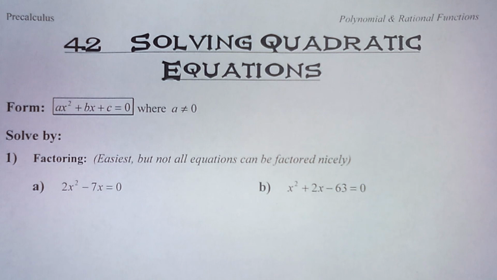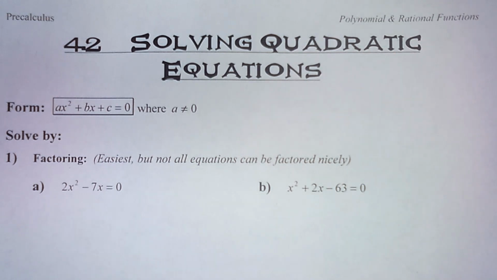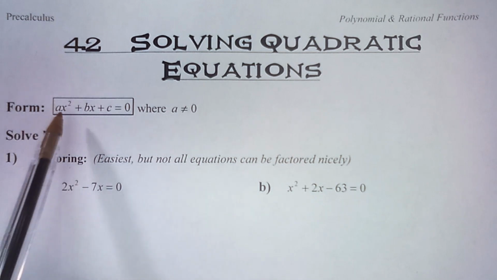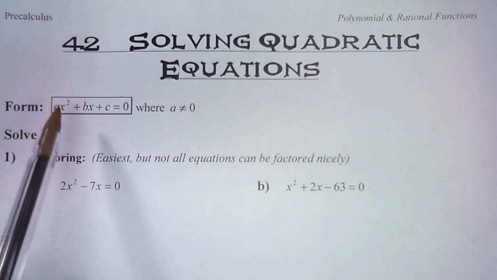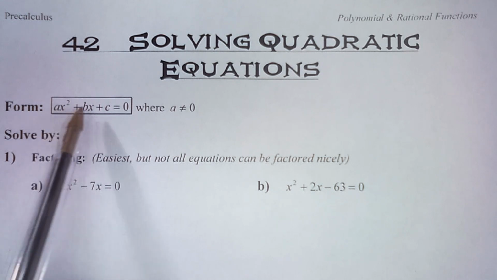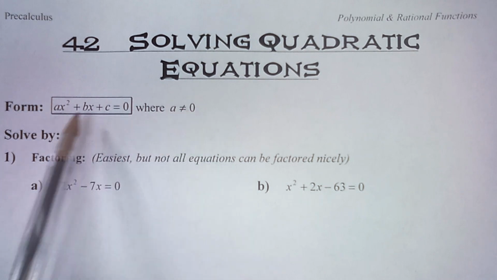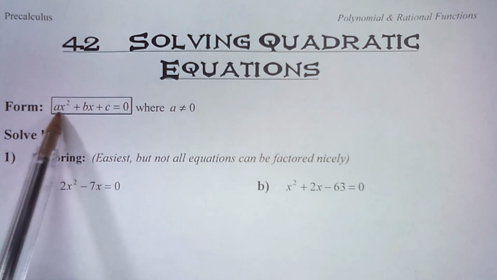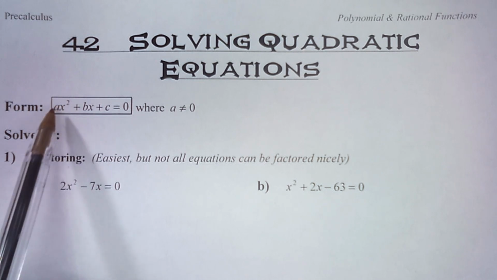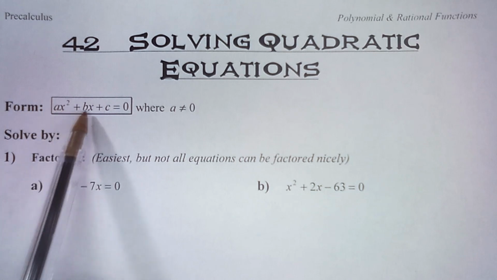Hey guys, today we are going to solve some quadratic equations. Quadratic equations are equations in which 2 is the highest power of the variable. They come in this form, ax squared plus bx plus c equals 0, where a is not 0. B and c can be 0, but not a, because if a is 0, then this squared term doesn't exist, and then it's not quadratic anymore, it would be linear.